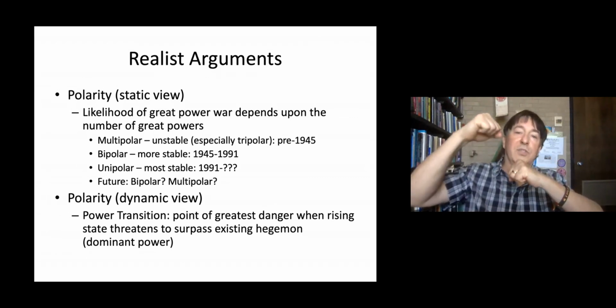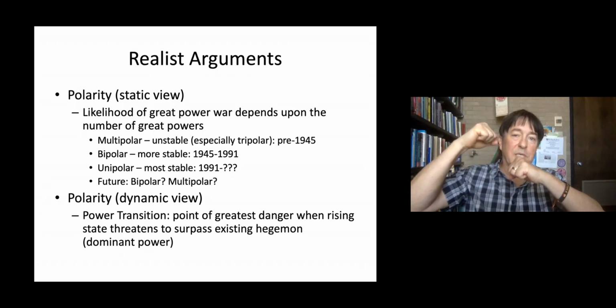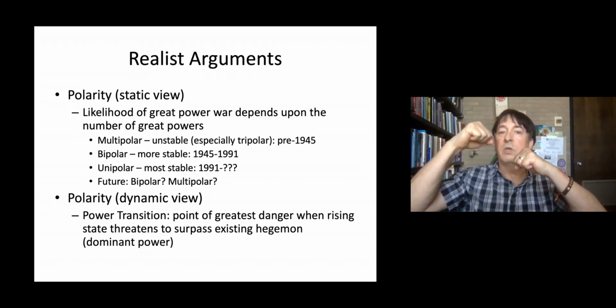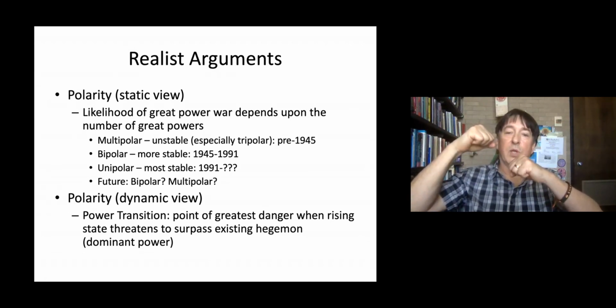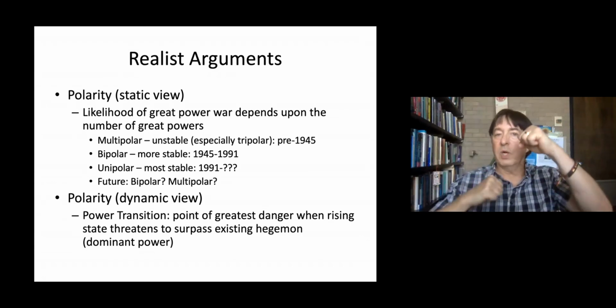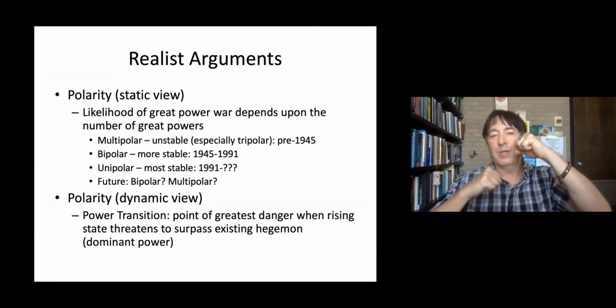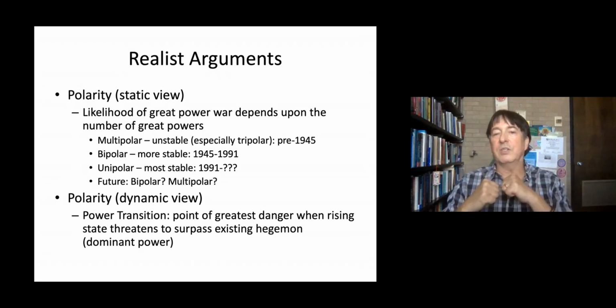If they wait 10 years, the challenger will be, because its economy is growing faster or its population is growing faster, so strong that the hegemon will no longer be assured of victory in war. So what you do is you start a preemptive war before the challenger overtakes you.